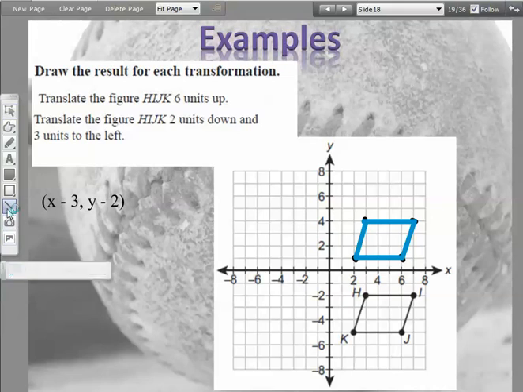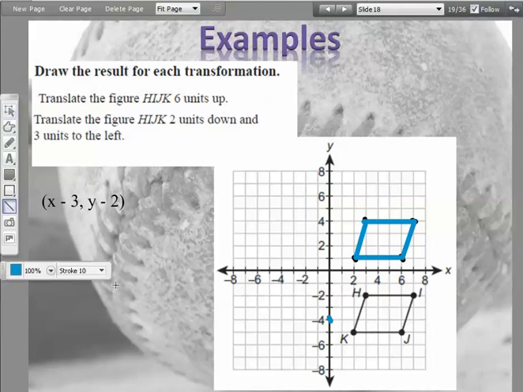So let me go back here and see if I can do this. I'm going to have X minus 3, so there's going to be an H right there, and then I'm going to go down 2. Let me get rid of that 1 point because I don't want to confuse myself. So that's my new H. My new K, I'm going to go to the left 3, down 2.